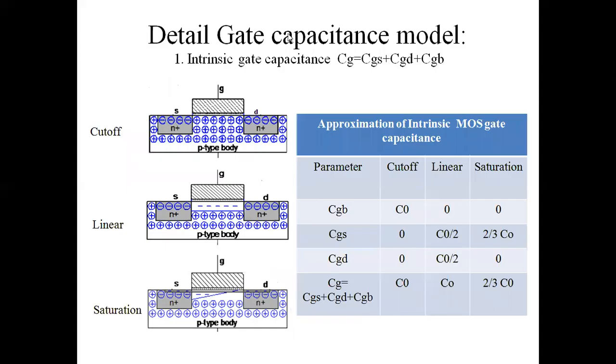Now we are going to see the detailed gate capacitance model. First, the intrinsic gate capacitance CG is a combination of CGS, CGD and CGB. CG is the gate capacitance. CGS is the gate capacitance between gate and source. CGD is the gate capacitance present between the gate and drain, and CGB is the gate capacitance present between the gate and body. This is the model, shown in tabular form here.